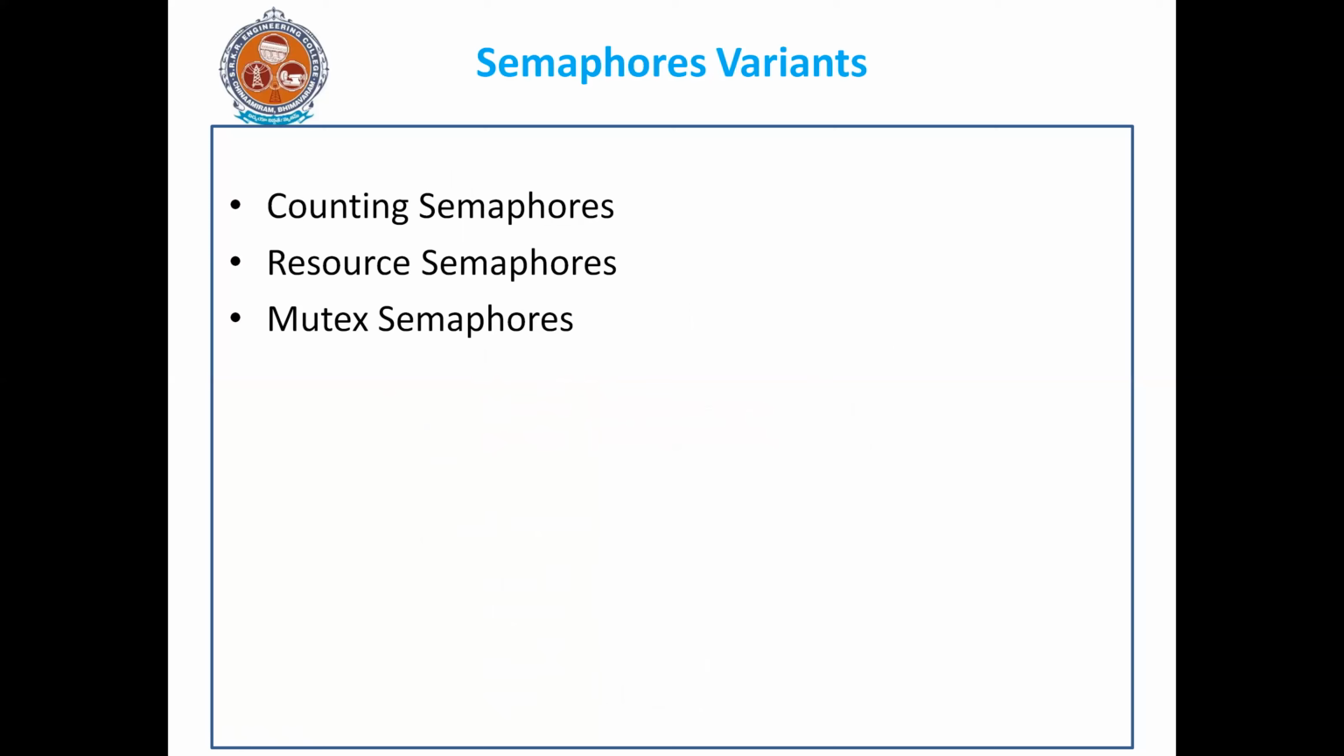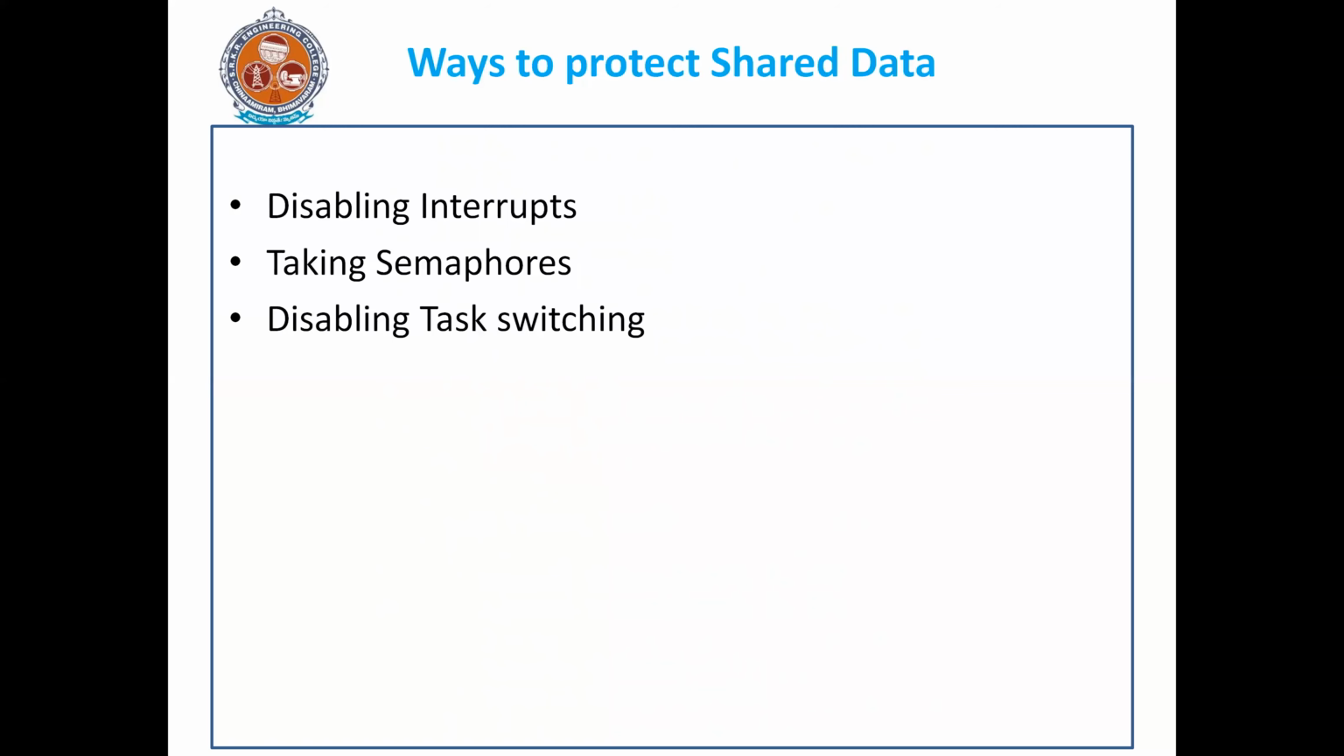Other semaphore variants are counting semaphores, resource semaphores, which are also called resource, and mutex semaphores, which are also called mutex. Depending upon the application, you can use these different semaphores. And other ways to protect.